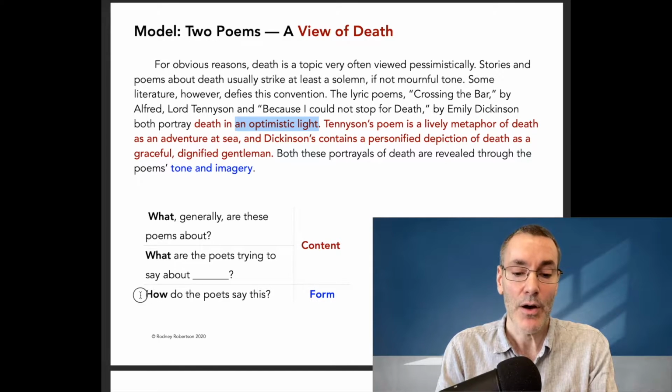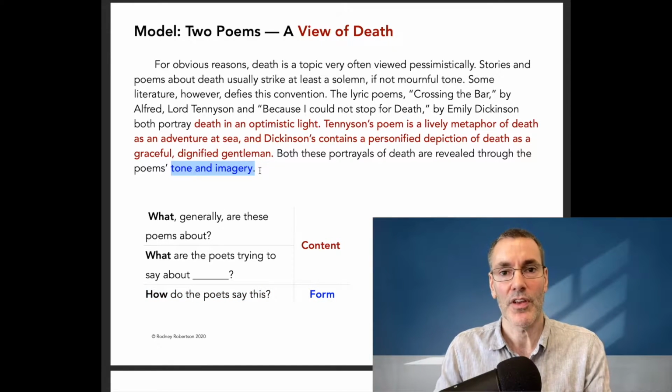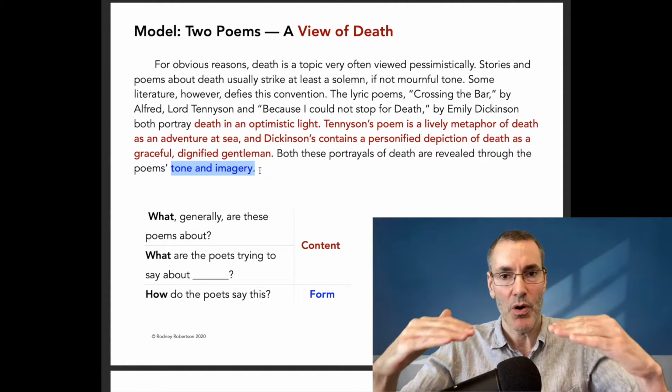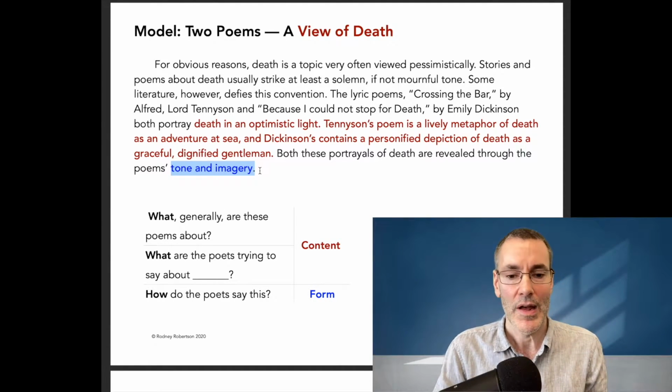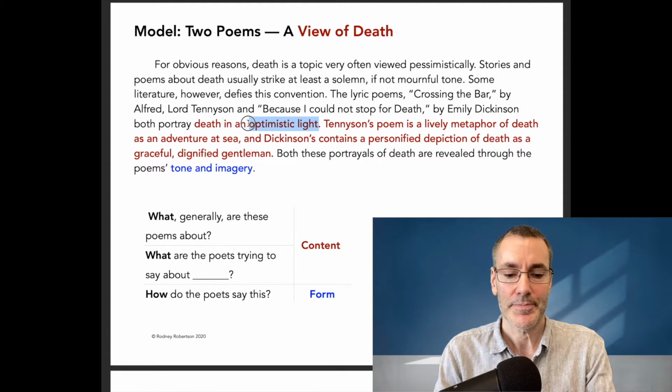Now, how do the poets say this? Both these portrayals of death are revealed through the poems' tone and imagery. So I've got a 1,000-word essay where I'm going to walk through each of the poems, and I'm going to say, here's some tone, and here's some imagery, and here's how it applies to an optimistic view of death.